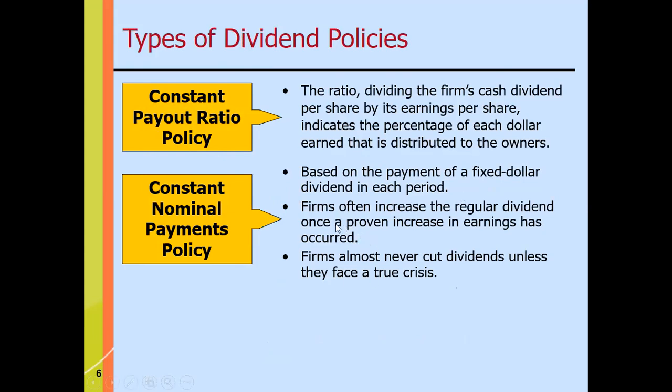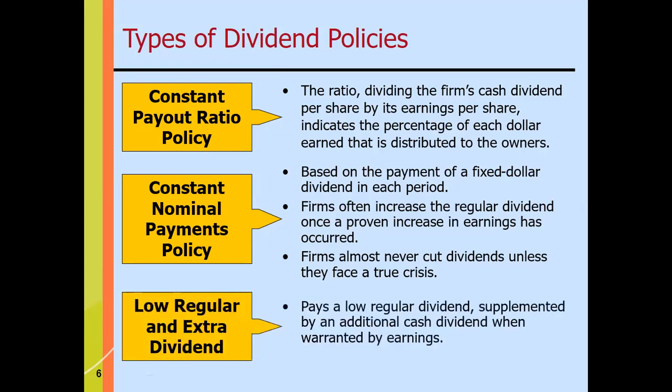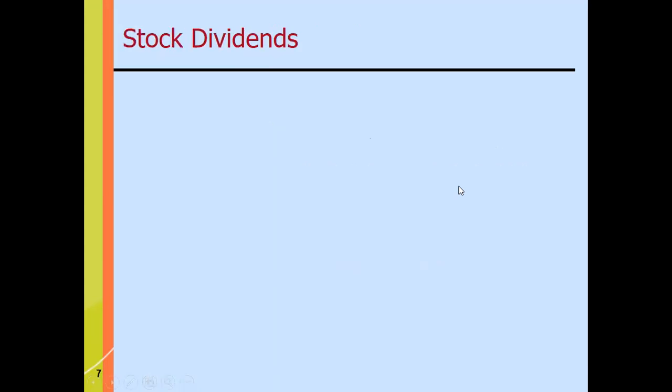Firms often increase the regular dividend once a proven increase in earnings has occurred. Then that's a possibility. Firms almost never cut dividends unless they face a true crisis. All right. Although if I ask you what you want, like constant? Well, it seems that we want the variable also, so that if there are higher profits for the corporations in which we invested, we would be getting more dividends. For low, regular, and extra dividend, these are supplementary dividends given, an additional cash dividend when warranted by earnings.